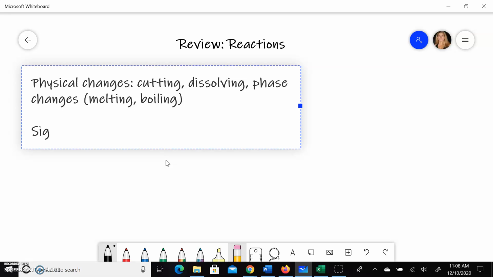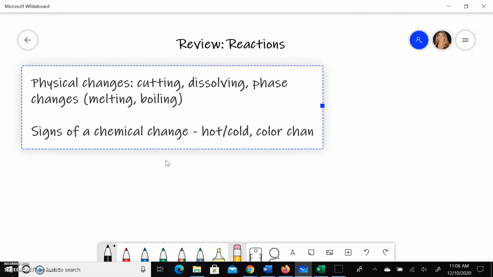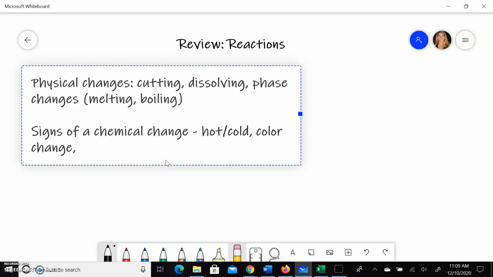And then you can watch out for signs of a chemical change. That is when you do change the identity. So signs of a chemical change are if you feel a temperature change on the outside of the test tube, if you feel the outside of it and it gets hot or cold, that's an indication that a chemical change is happening. You can watch out for color changes. If you mix two solutions together and they turn color, that's another indication of a chemical change.